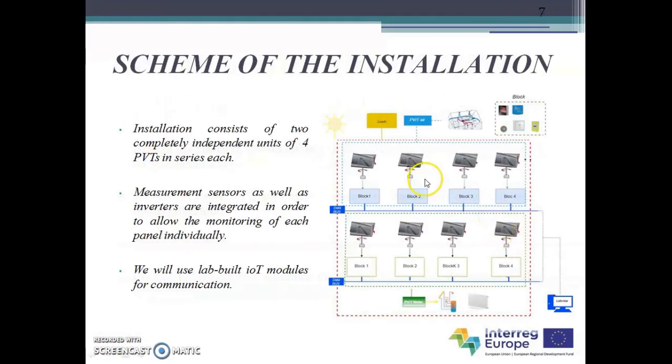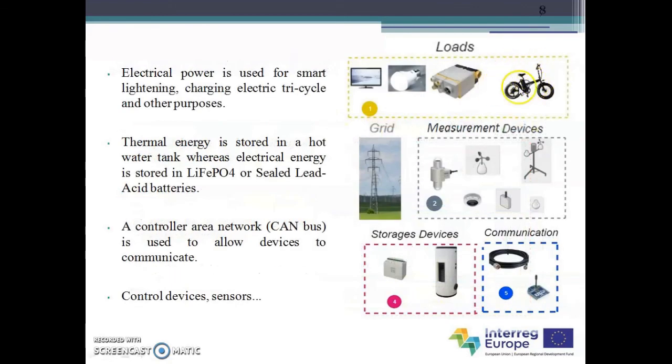The installation consists of two units which are completely independent and both consist of 4 panels in series each. Each panel will be monitored individually and we will use lab-built Internet of Things module for communication. The electric power is used for charging tricycle, for smart lighting, and for other purposes. To store thermal energy, we have a water tank and we have batteries for electric energy storage.